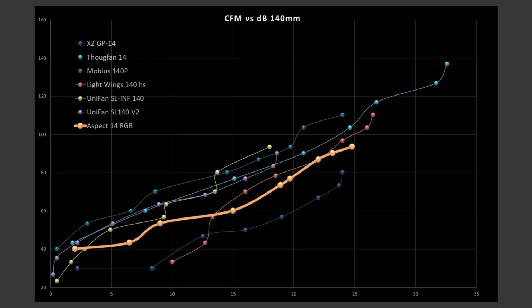Now, how does CFM versus decibel rating actually look compared to each other? Well, it's not at the very bottom, but it is towards the bottom. So overall, again, in this test, they're not performing that great overall.